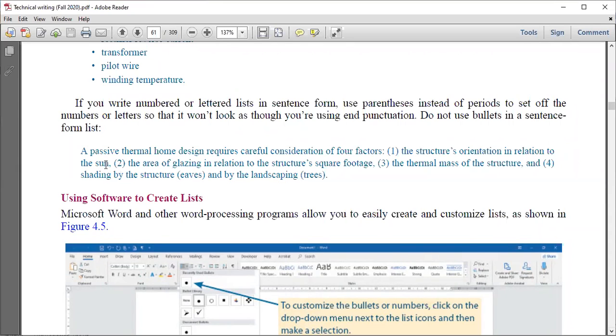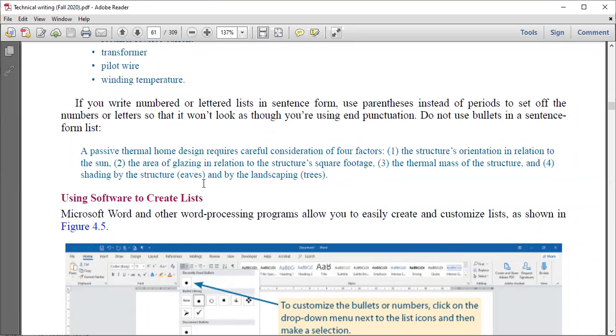For example, here: a passive thermal home design requires careful consideration of four factors: (1) the structure's orientation in relation to the sun; (2) the area of glazing in relation to the structure square footage; (3) the thermal mass of the structure; and (4) shading by the structure, eaves, and by the landscaping trees. We are talking about sequential information. Now, see, they are using commas over here, and they are not using end periods.